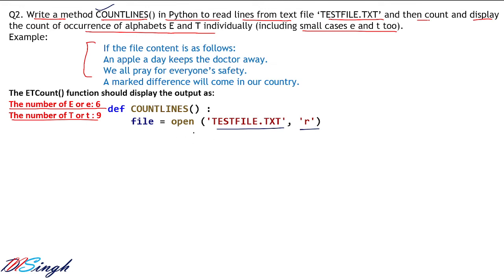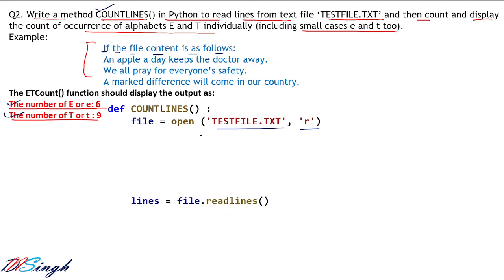This we have seen in previous questions also. Now our job is to check whether E or T is present in the file content or not. How can we do that? We have a function called read, which will read the whole content in the form of a string, and using a for loop we can traverse the string character by character. Whenever we match those characters, we increment the counter. For counting E we will maintain a counter, and for counting T we will also maintain a counter.